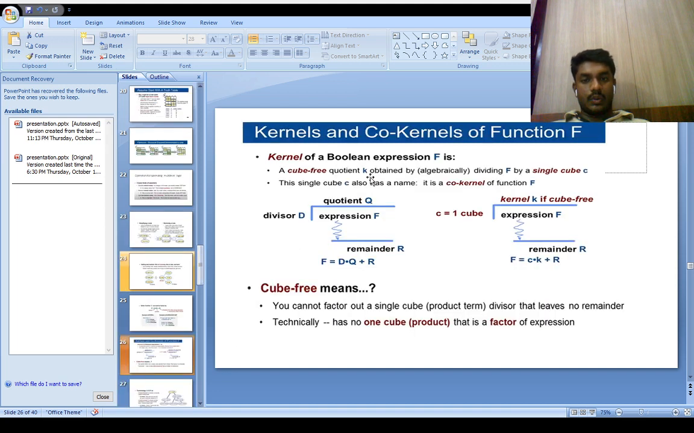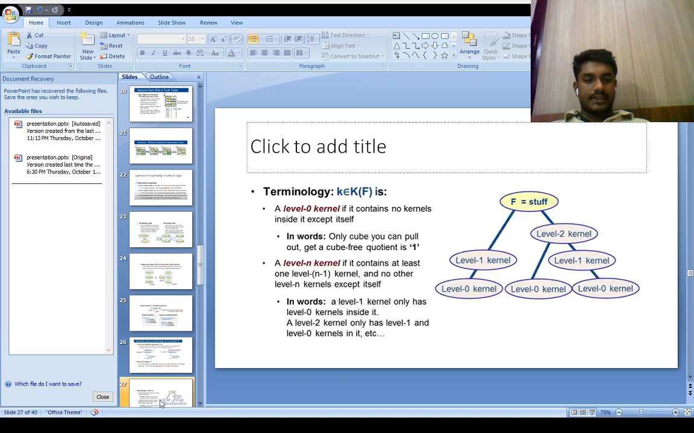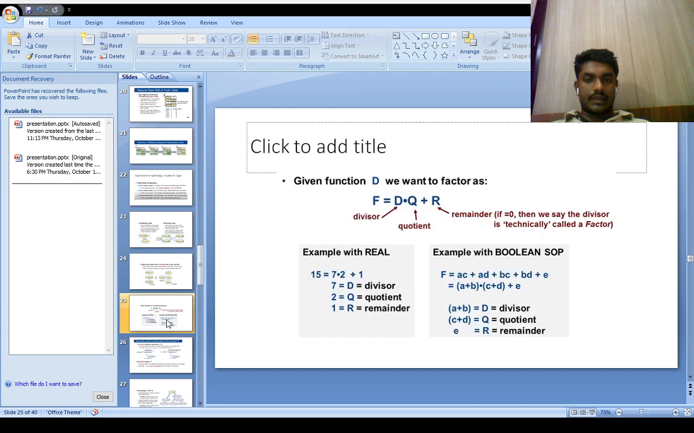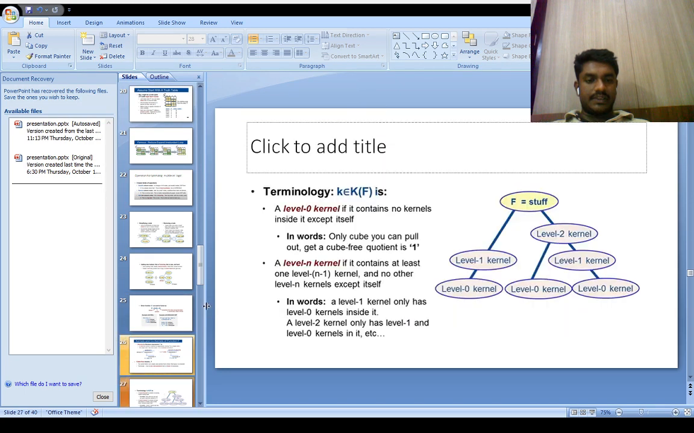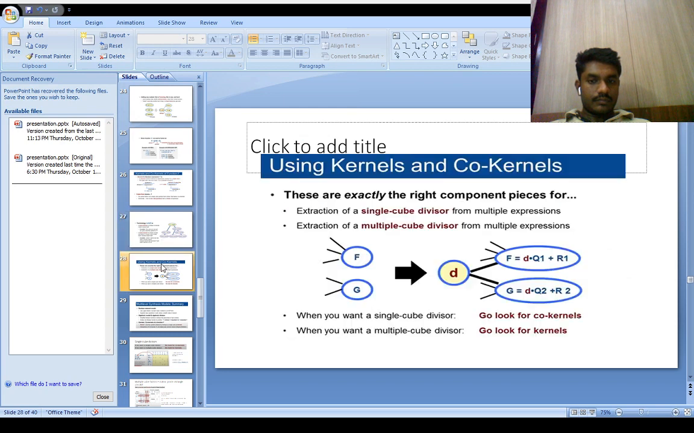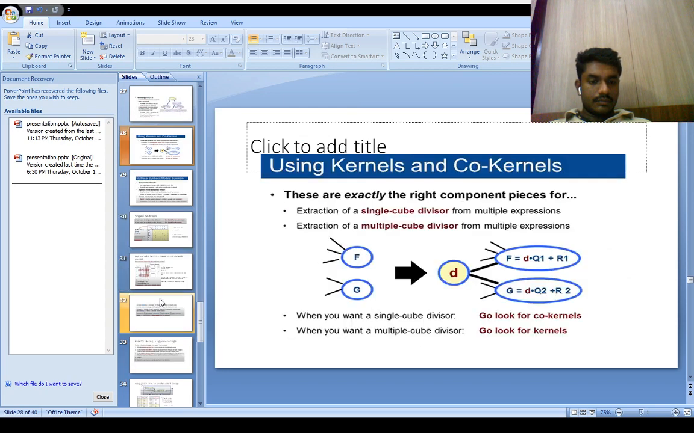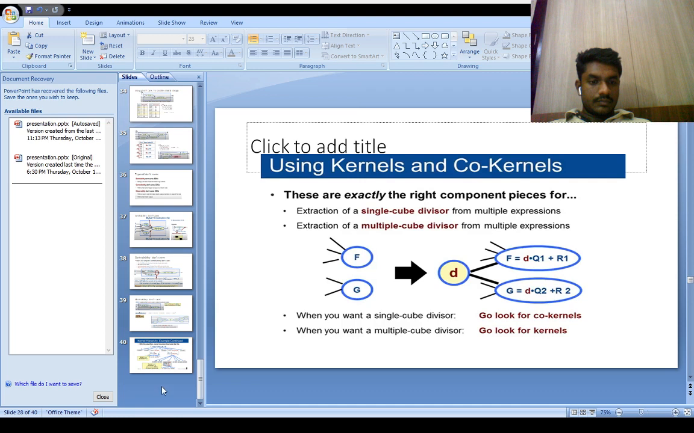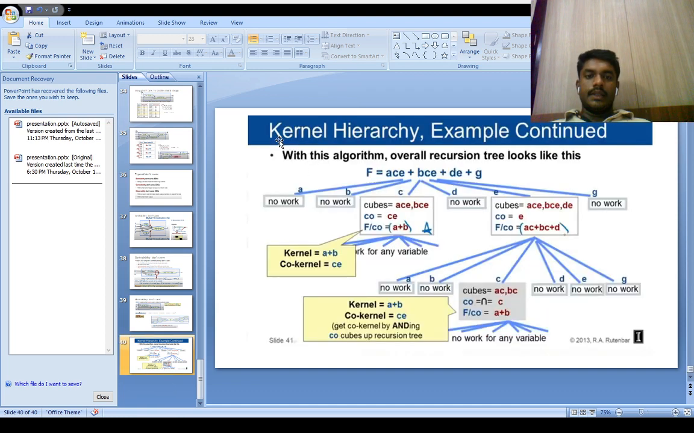And the kernel and co-kernels of a function are very important to know. I will be explaining this kernel and co-kernel in an easy manner. This is the kernel example, in a detailed way: what is a kernel and what is a co-kernel, and where we are using this. I'll be explaining it here. With this algorithm, the overall recursion tree looks like this.